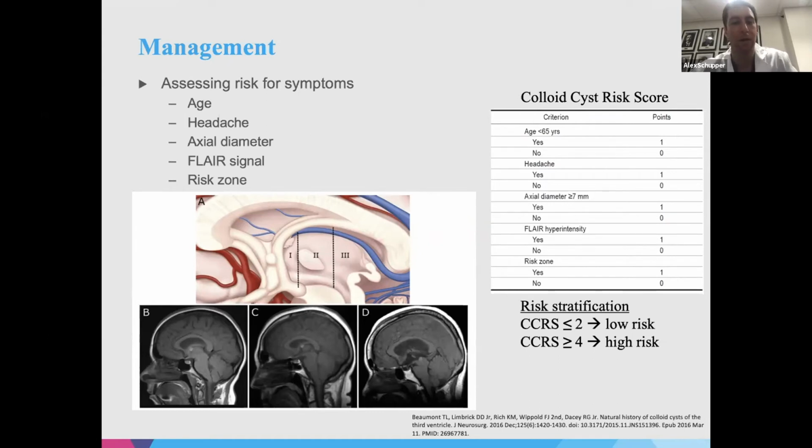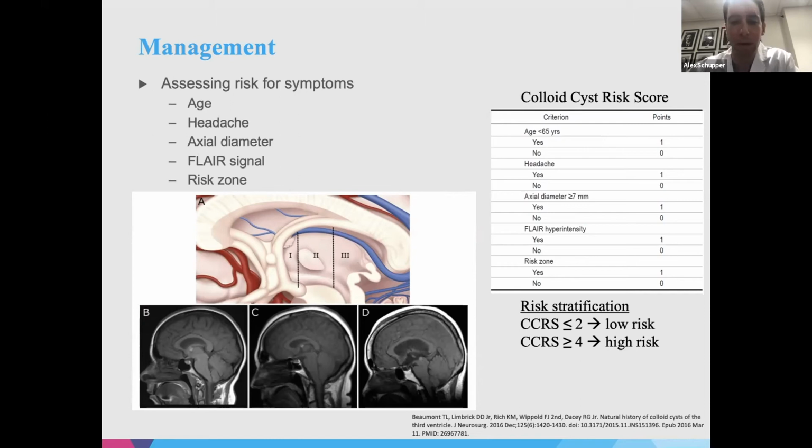FLAIR hyperintensity was also present. And then the last is this idea of risk zones. Right here, I don't know if you can see my mouse, but there are zones 1, 2, and 3, which correspond to these 3 pictures below. Zone 1 here comes from the lamina terminalis to the massa intermedia, and coming up to the most anterior tectum. And then the third portion comes back to the posterior third ventricle. The reason they separate these 3 zones is because these are the 3 zones that are at risk for developing obstructive hydrocephalus.